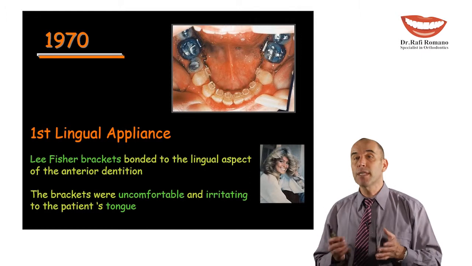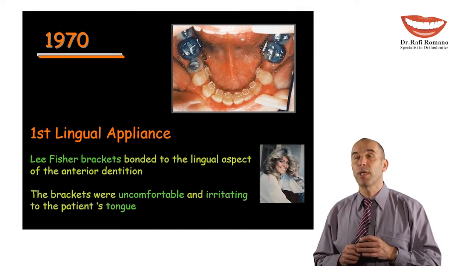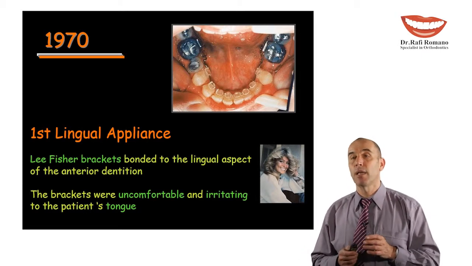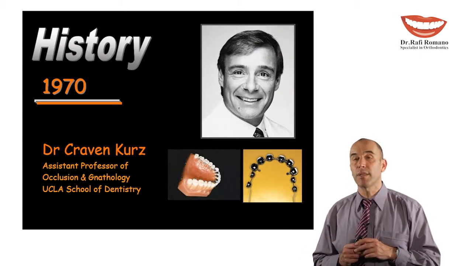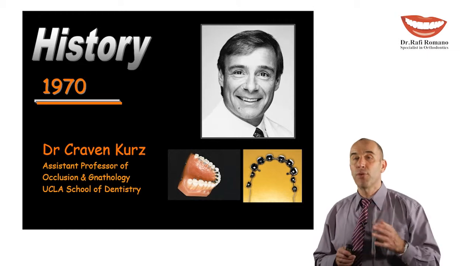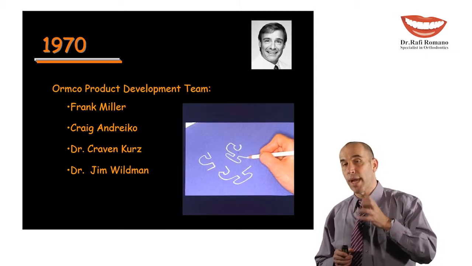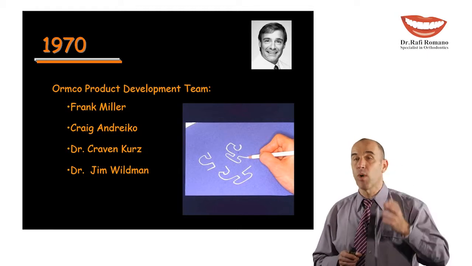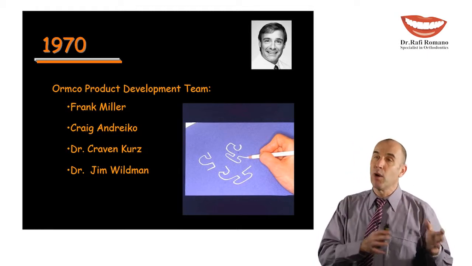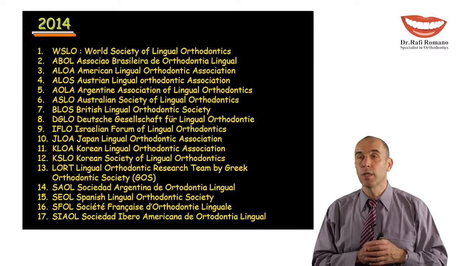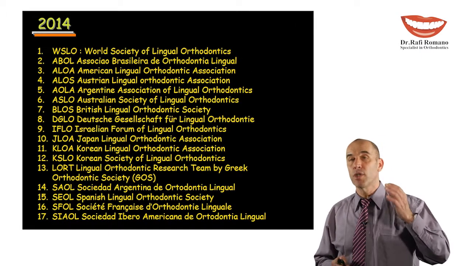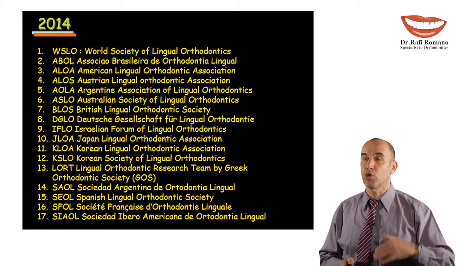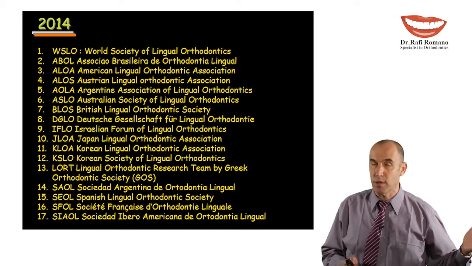The history of lingual appliance started by putting plastic brackets on the lingual side, and then Craven Kurz in 1970 illustrated the first bracket that, together with Craig Andreiko and Frank Muller and Jim Wildman, with the Ormco technician, created the first version of the Ormco bracket, which today developed to Ormco Generation 7 and all the hundreds of options we have today in lingual.